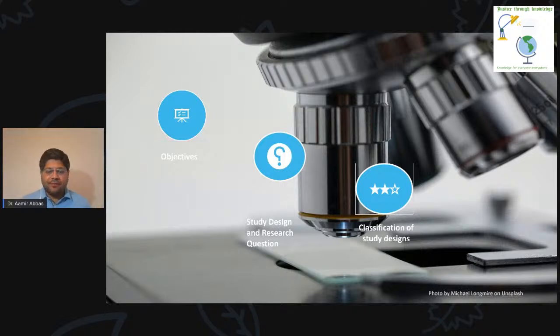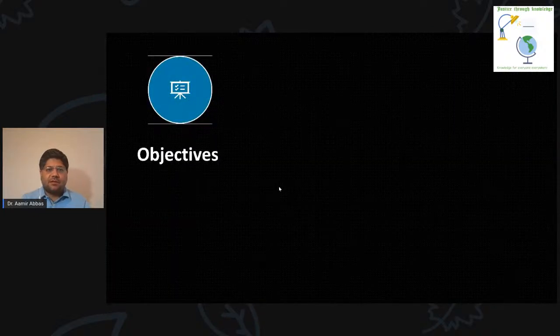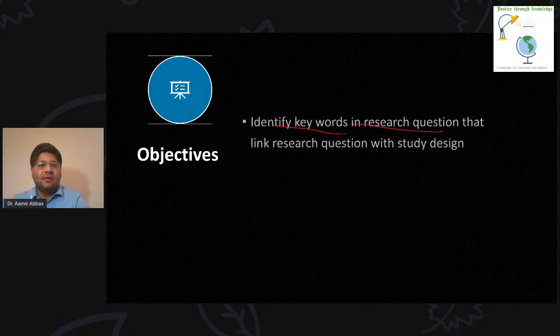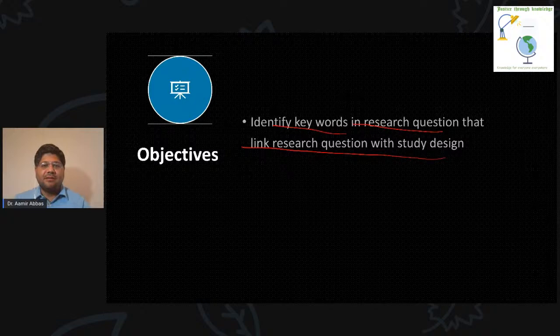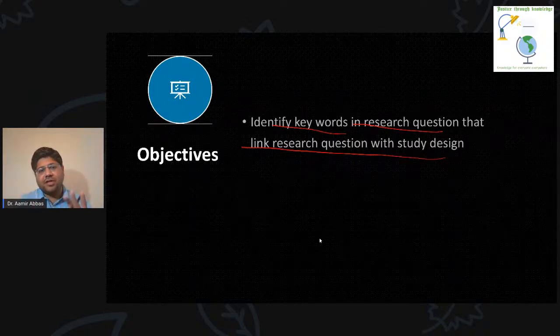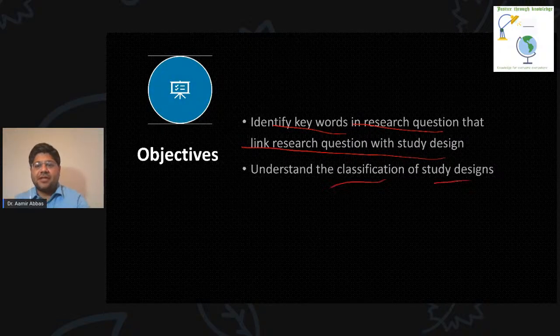So I will move forward with the objectives actually. So the objectives of this session are, we'll identify keywords in the research question that link the research question to study design. And this is very important because we spend a lot of time in telling you people how to make a research question, and each individual word in the stem of the research question has its own importance. Therefore, I will let you know which keywords in the stem of the research question are linked to study design. We'll talk about the classification of study design.